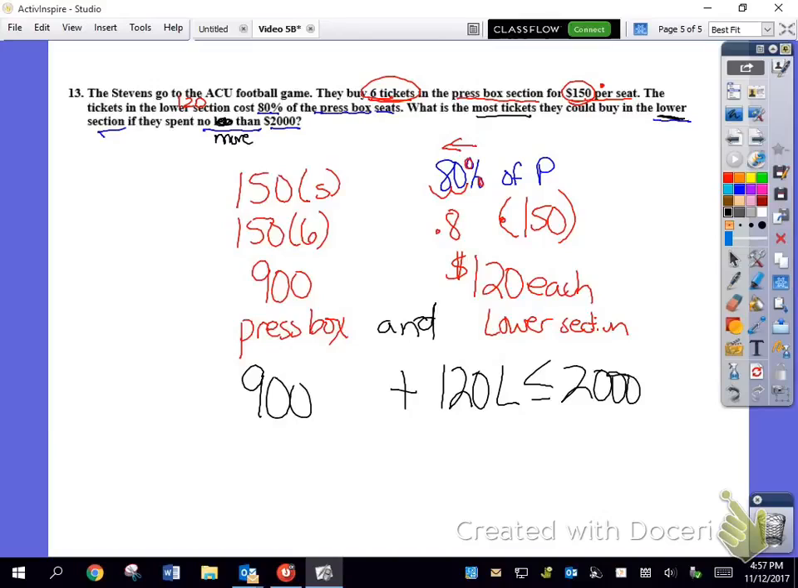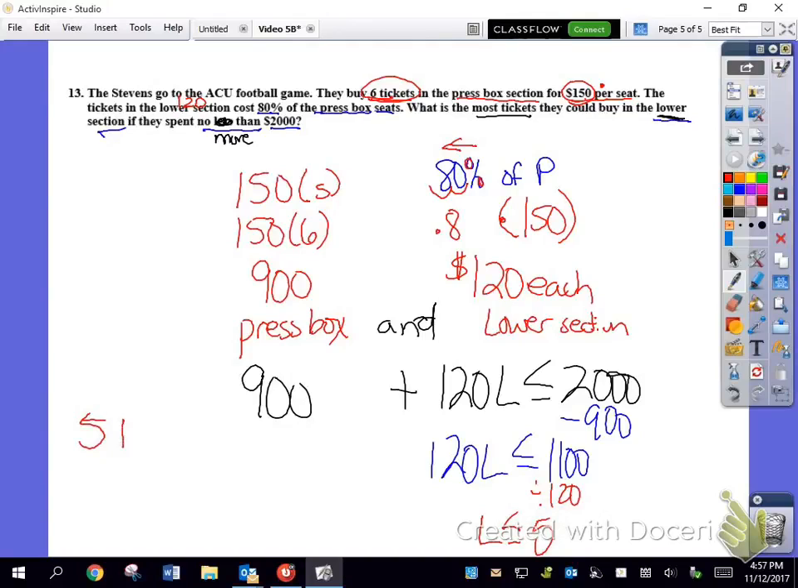Okay, so now we're going to solve. Opposite of adding 900 is to subtract 900. So 120L is less than or equal to 2,000 minus 900 is 1,100. And then the opposite of multiplying by 120 is to divide by 120. So L is less than or equal to 5. So they could buy 5 tickets.